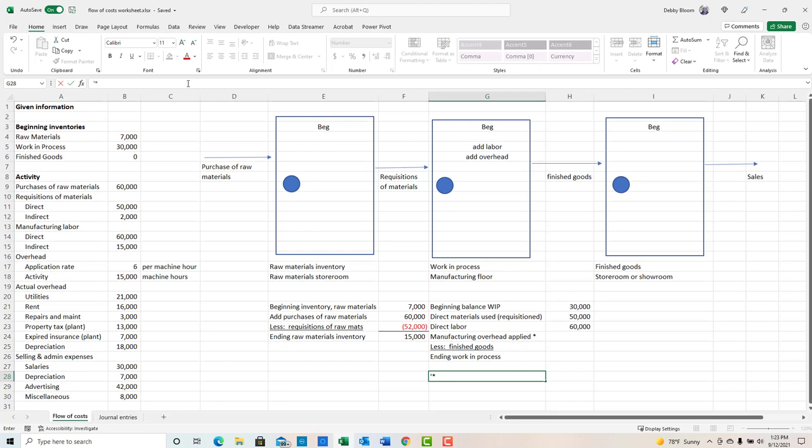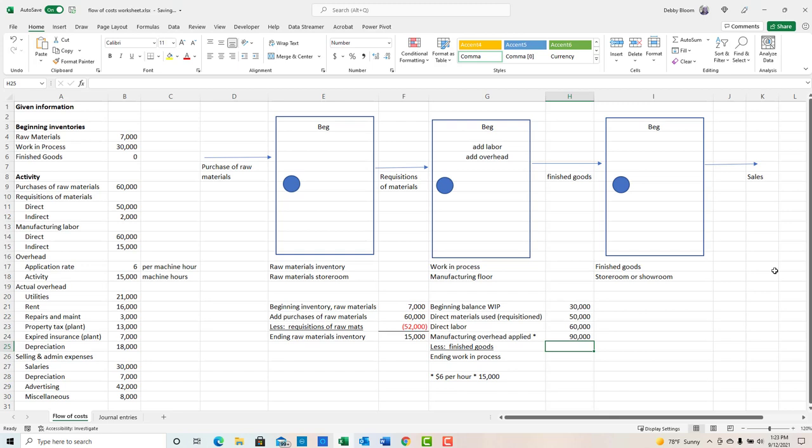What we're going to do is take our $6 per hour and multiply it by the 15,000 hours that were given in the problem, and that is going to be our manufacturing overhead applied. So 6 multiplied by 15,000 is going to give us 90,000 of manufacturing overhead applied.